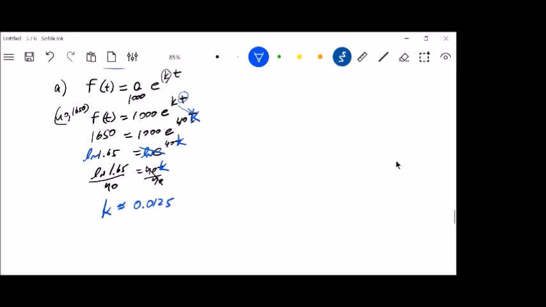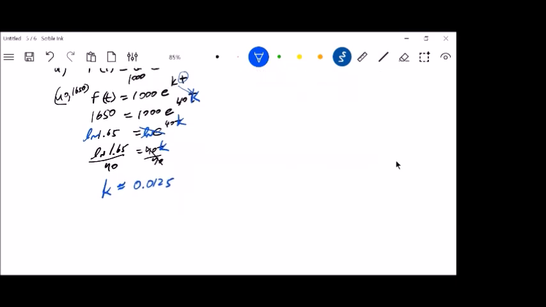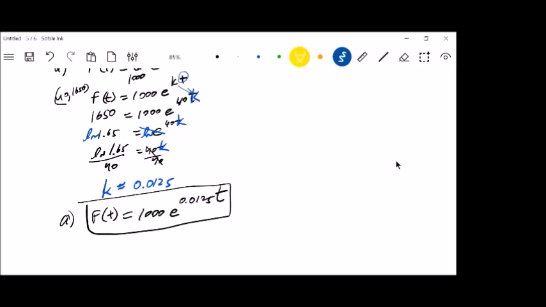This k is positive now because this is an increase. So what we have for the equation is that the function of time is 1,000 e to the 0.0125t. Oh, there's an extra zero in here. Be careful with those extra zeros that you miss them. But here is our equation.